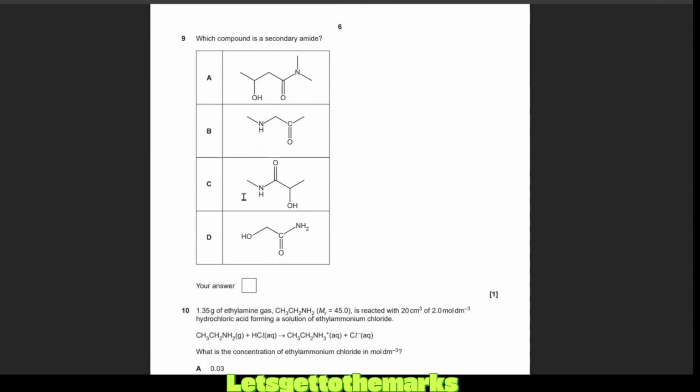Right, what are we doing here? Which compound is a secondary amide? Why don't you pause the video, have a go at this one, see if you can scribble it down on paper. Okay, let me go through.